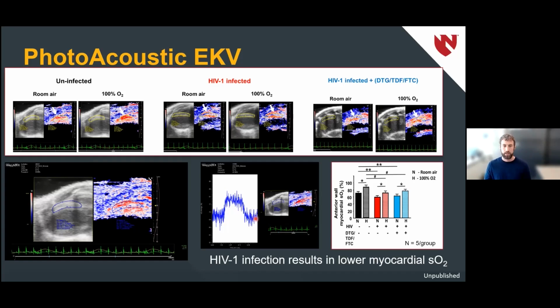And so with this, we saw that the N stands for normal room air, the H is the hyperoxia, or the 100% oxygen. We can see that there's a significant difference at baseline in oxygen saturation when they're just breathing the normal air between the uninfected animals and the HIV-1 infected animals. While all the animals had a greater oxygen saturation when we switched to the 100% O2, the DTG, or the antiretroviral therapy, did not change the oxygen saturation when compared to just the HIV-1 infected animals.